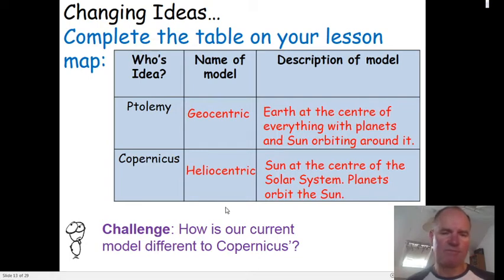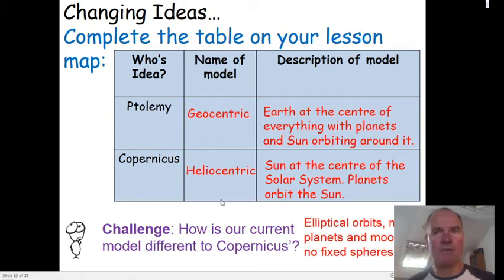Now, hopefully, some of you knew, and from what you've heard this morning already or today, what else is different today in the 21st century about the solar system. So you could have said that the fact that we've got elliptical orbits, it's not circular orbits. There are more planets and moons, and there are no fixed spheres that the stars sit on. They're all part of different distant galaxies that make up the universe. So we have changed a bit since then.